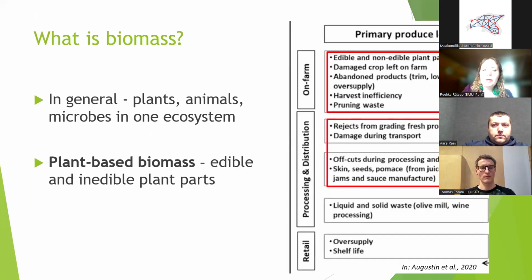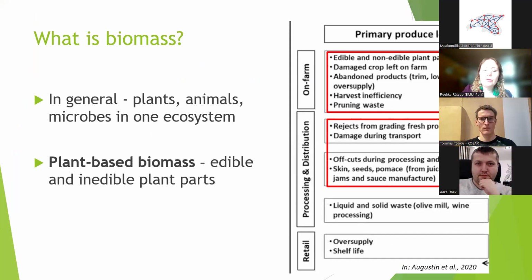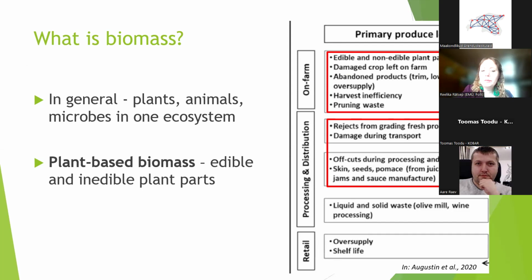So if we talk about the biomass, what do we mean when we say biomass? In general, it's plants, animals, and microbes in one ecosystem. So all the living organisms that we know of. Now, in this context, we mean the plant-based biomass. And in these terms, we mean the edible and inedible plant parts. So this means that we talk about the primary produce losses.